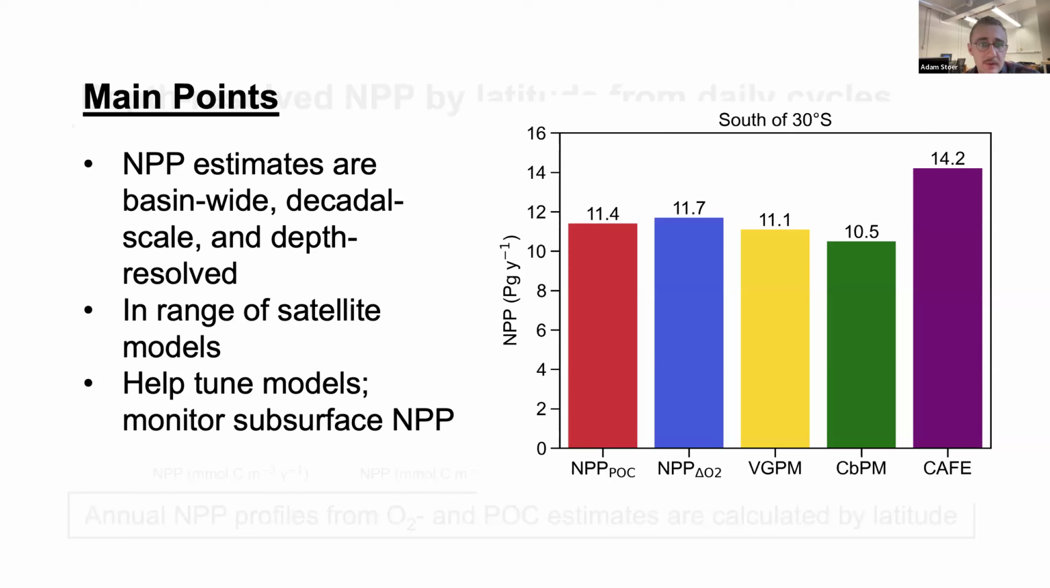And these estimates of NPP are comparable between the two, which you can see in the red and blue columns there, when we add up all the latitudinal averages that we had in the previous slide. Those totals are within range of what satellite models give you from the Oregon State University website, from Behrenfeld's group. And with these depth-resolved NPP profiles, we can help tune models because we have more information about what's going on below the surface. We can also use that to monitor subsurface primary productivity.